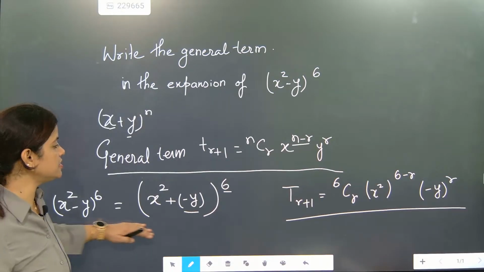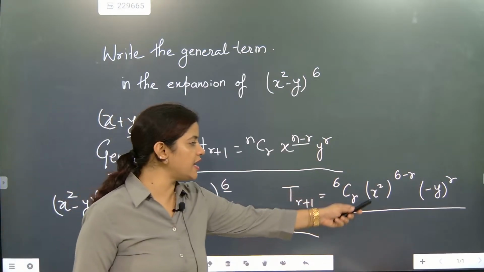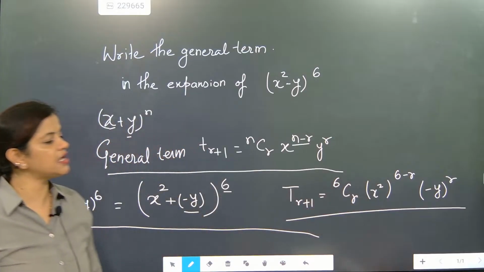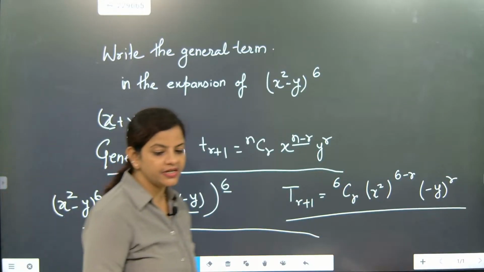So come on, this is exactly the part. T(r+1) is 6Cr, x square to the power 6 minus r, and minus y to the power r. This is exactly the general presentation.